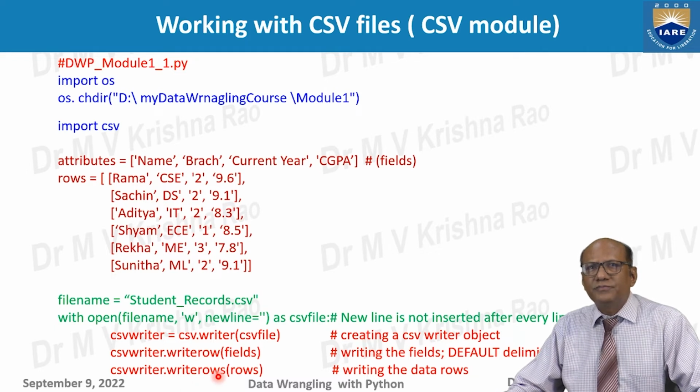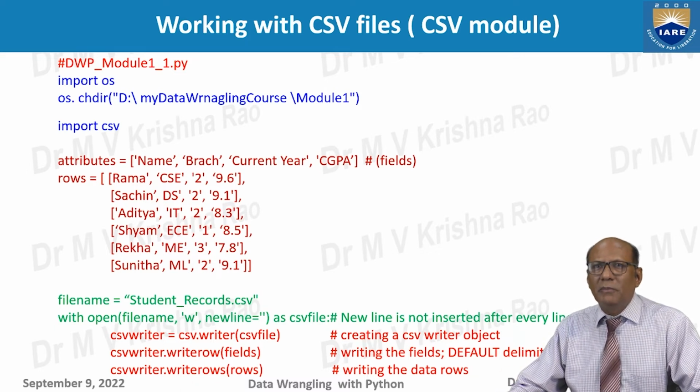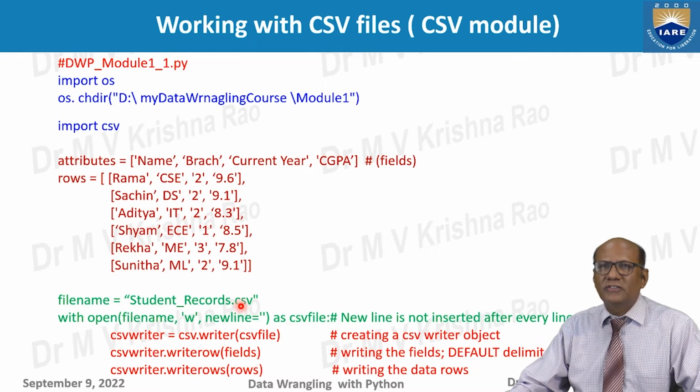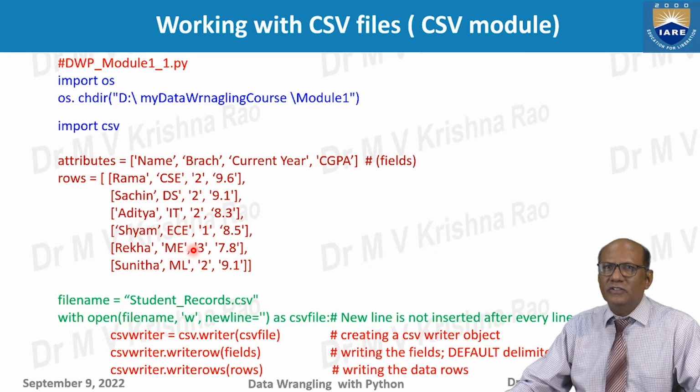Because the delimiter is comma by default, as these are comma delimited files, which is what CSV means, you have written it and now your file is ready. If you open this file, what is the file name? Student underscore records.csv. If you open this, the same data is visible.